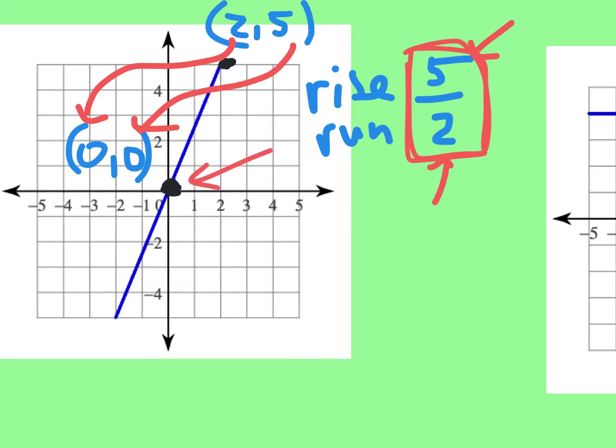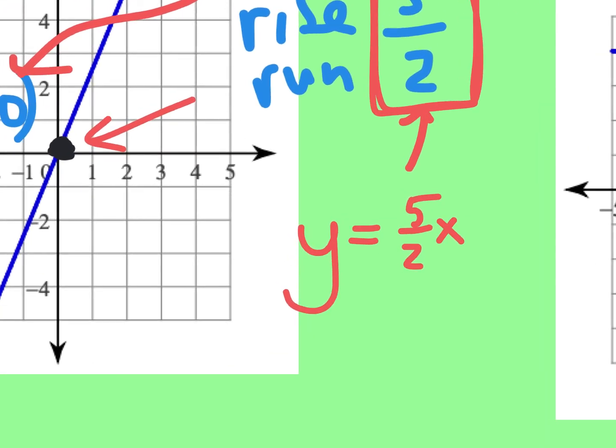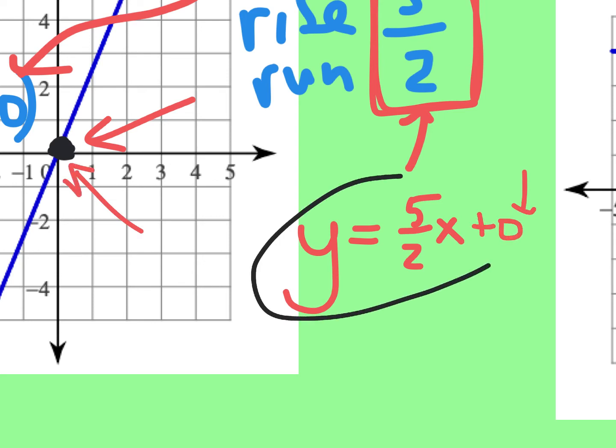0. Look at how it touches the y at 0. So I can write the equation. Y equals 5/2. Same thing as 2.5. If you want to say 2.5, that's fine. And then you got to say the y-intercept. That's at the end. And it touches at 0. So therefore, plus 0. And there's your answer. That's the equation for that line.